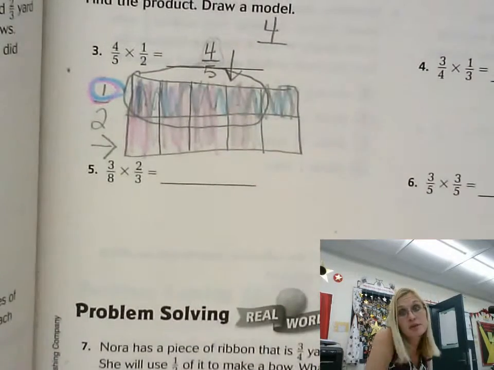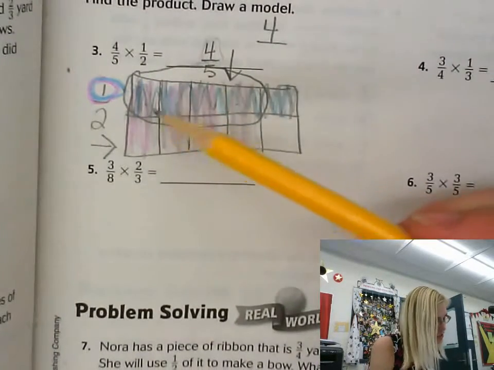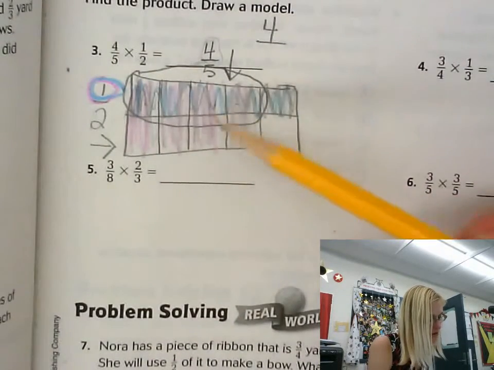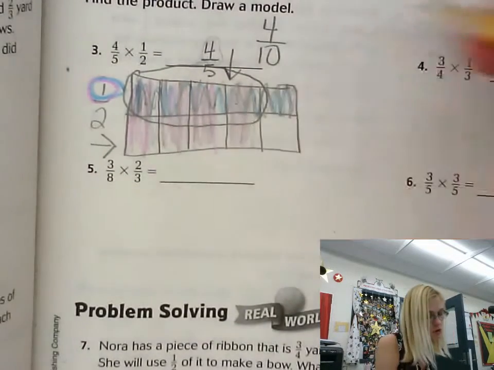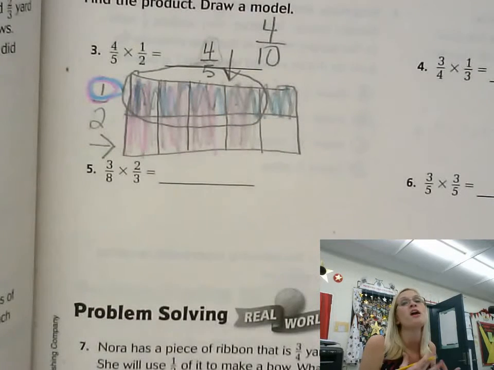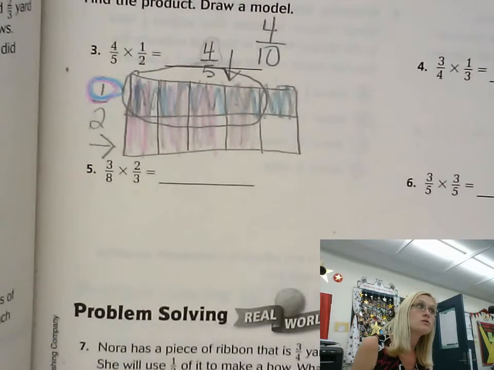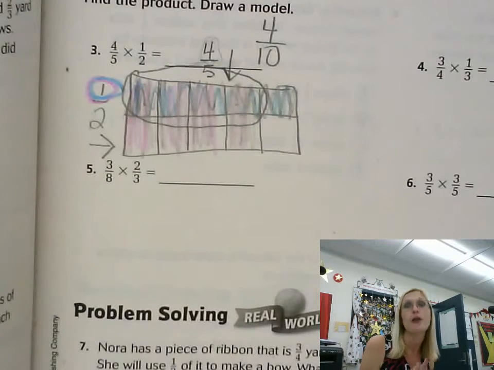Divided by how many pieces did I divide my model into? I divided it into 1, 2, 3, 4, 5, 6, 7, 8, 9, 10. I divided it into tenths. So my answer is 4/10. However, I also know that there has got to be a smaller equivalent expression that I could make, or a smaller equivalent fraction that I could make.